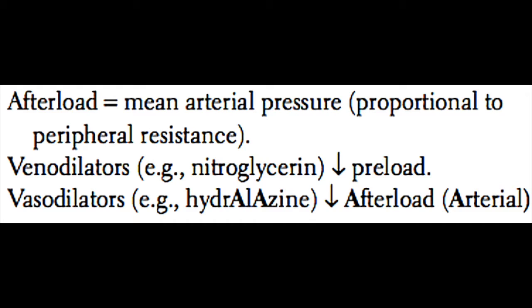Vasodilators, primarily nitroglycerin for example, decrease preload because they dilate veins, and as veins dilate, they can hold more blood, and because they can hold more blood, venous return decreases, and therefore preload decreases. Vasodilators, or arterial dilators, such as hydralazine and nitroprusside, will decrease afterload. This is because they decrease peripheral vascular resistance.